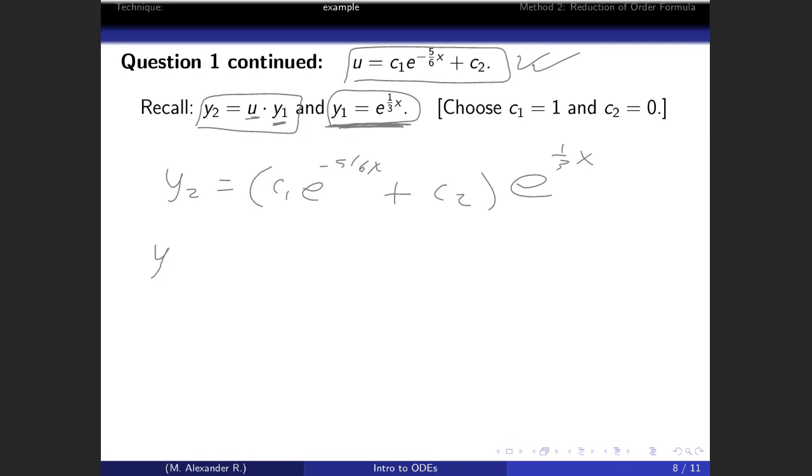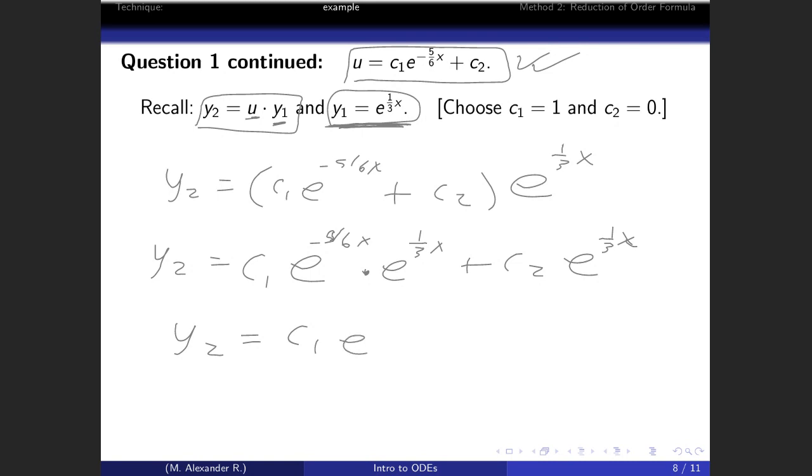All right, so we can distribute here a little bit. So this is going to be C1, and when you distribute, let me just show one step here. So e to the negative 5/6 x multiplied by e to the 1/3 x plus C2 e to the 1/3 x. All right, so there is a 5/6 here. So when you have the same base but different powers, then you can add the powers. So this becomes C1, and so that would be negative 5/6 plus 1/3. So it should be e to the negative 1/2 x.